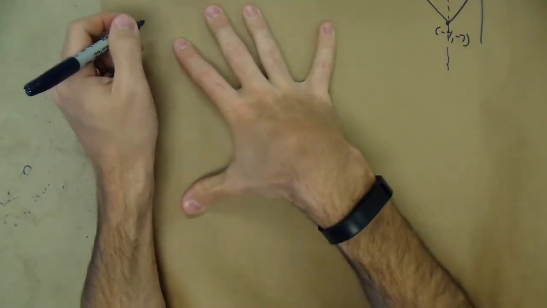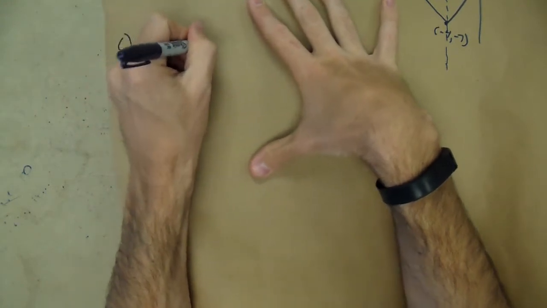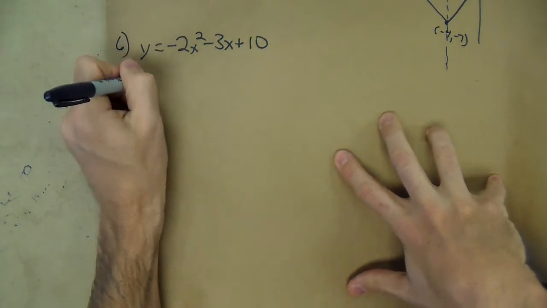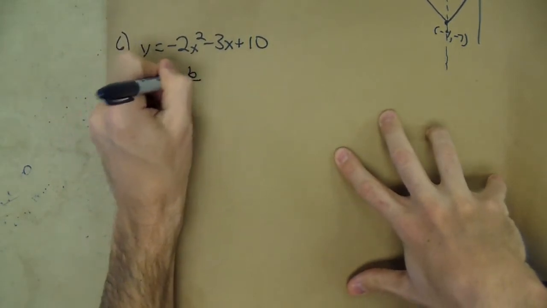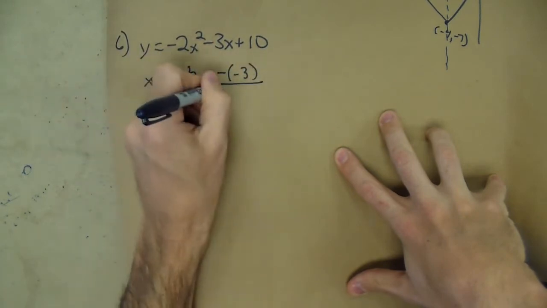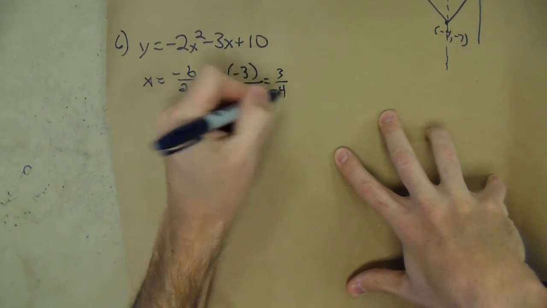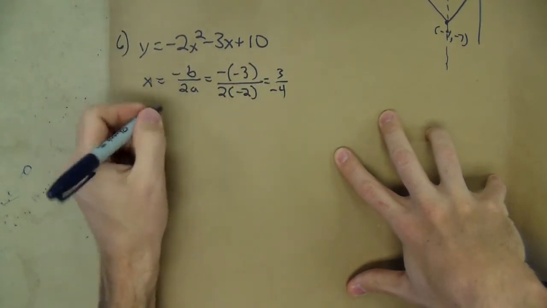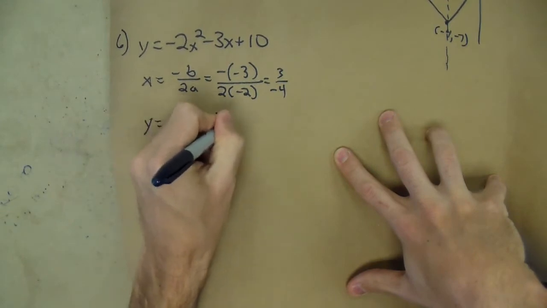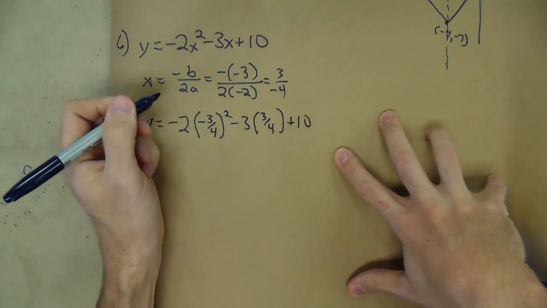Number 6, doing y equals negative 2x squared minus 3x plus 10. We're going to do x equals negative b over 2a to find our axis of symmetry. Looks like we have 3 over negative 4. So we then plug that into our equation. Negative 2 times negative 3/4 squared minus 3 times 3/4 plus 10.